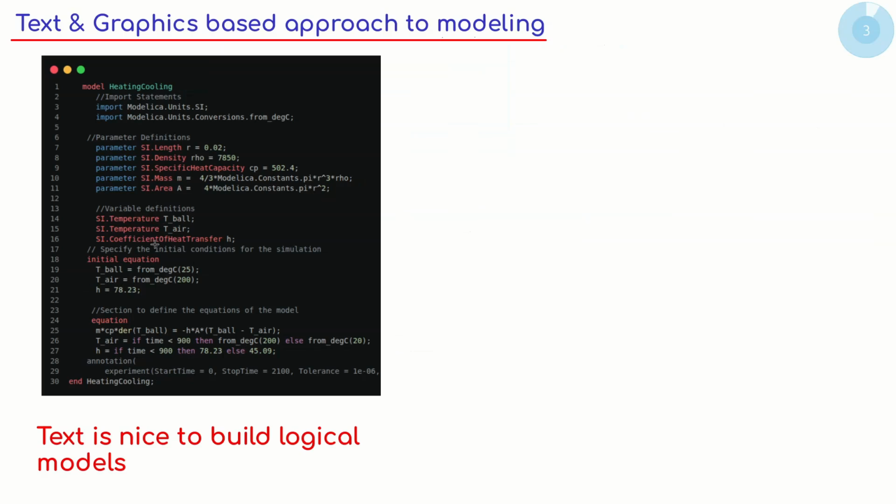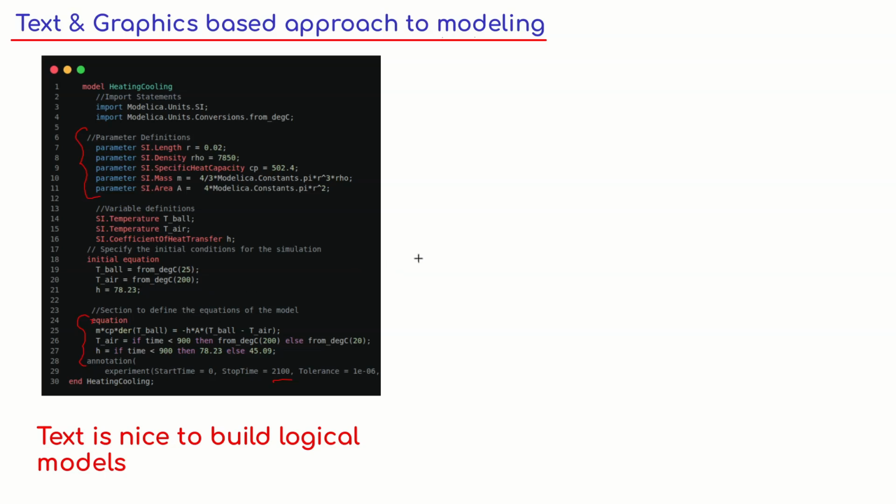In our previous video, we built a simple model for simulating the heating and cooling of a metal ball using the text interface of Modelica Connection Editor. We defined the parameters using the standard types in Modelica, and we defined the equations connecting them. And we simulated the setup for 2100 seconds to get the results. This is robust and gives accurate results.